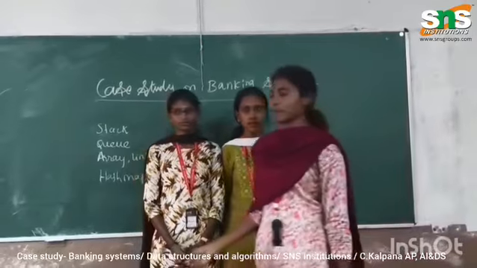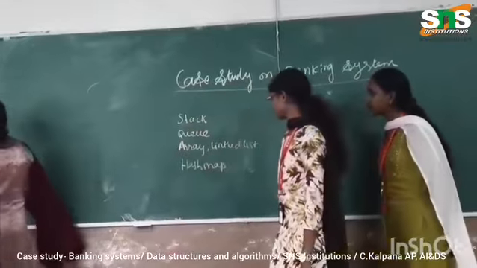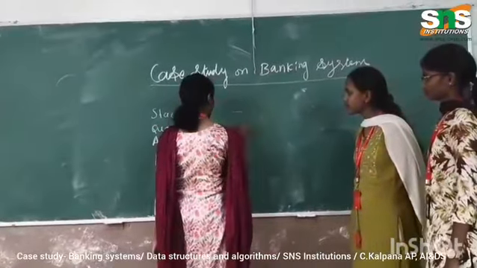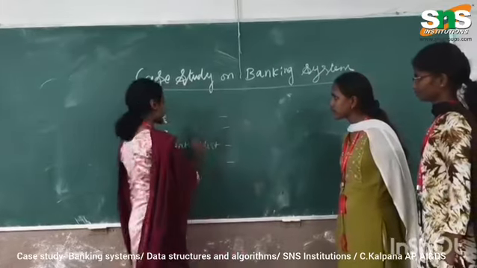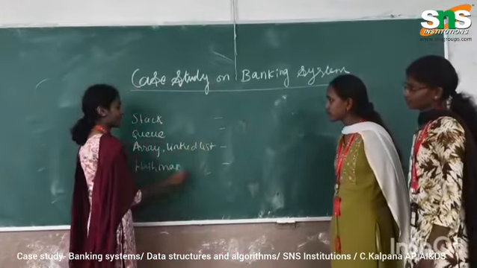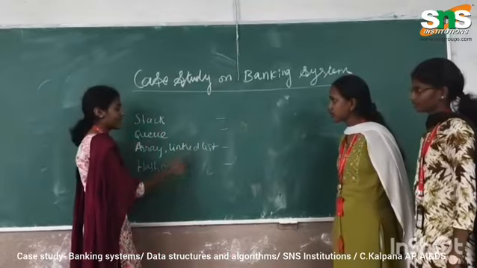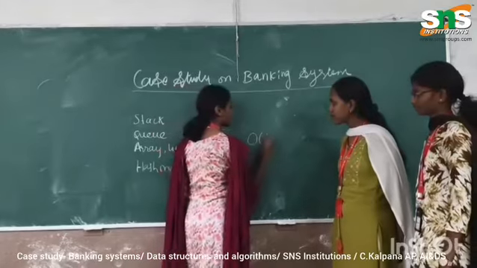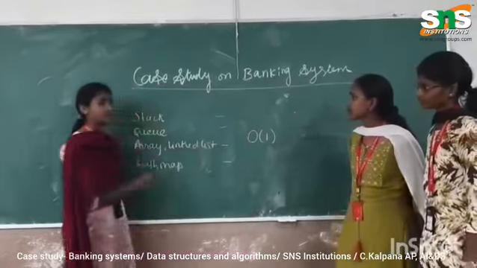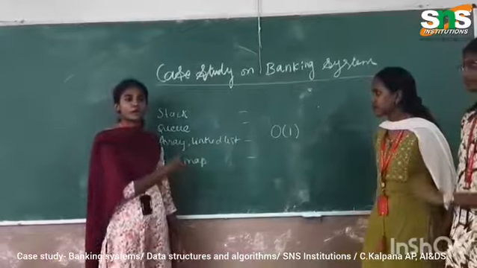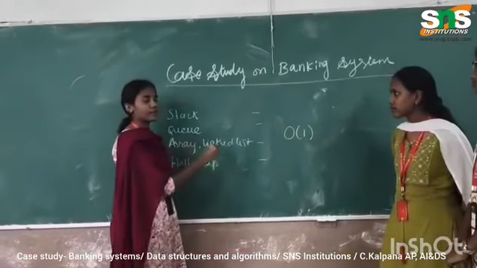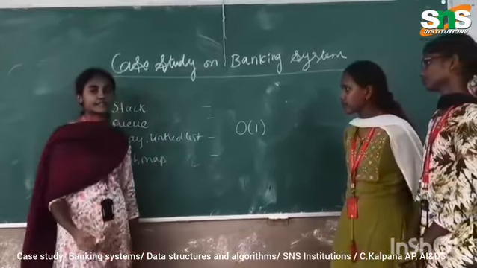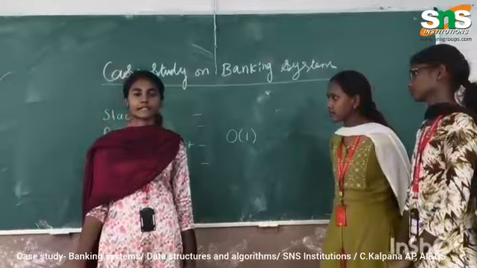Time complexity of banking system. All operations in the banking system have the same time complexity, order of 1, in which all the operations are in constant time, and banking system in DSA, data structure and algorithm, efficiently uses transaction management.